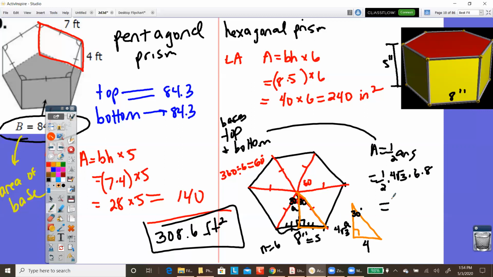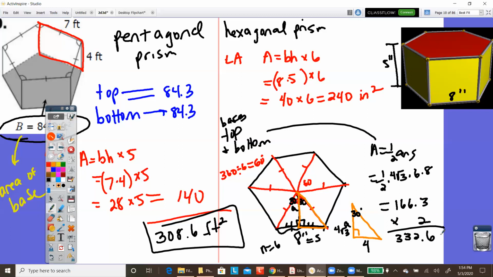So again, let's get an approximate answer. 1/2 times 4 times the square root of 3 times 6 times 8 gives you about 166.3. And that would be the area of one of the bases, but I'm going to multiply it by 2 because there's 2 identical bases.